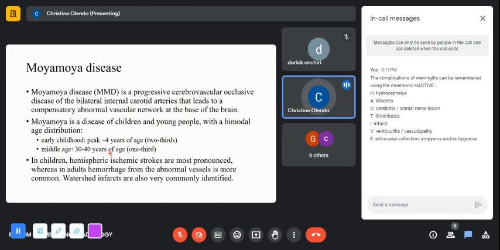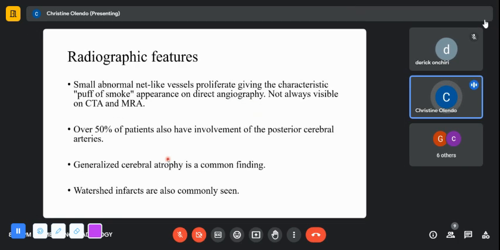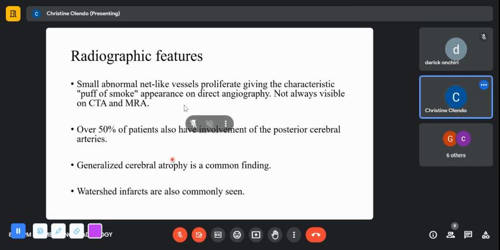And in children, we have more of ischemic strokes, and in adults, we have more of hemorrhage. And also some watershed infarcts. The radiographic features: you have small abnormal net-like vessels which proliferate, giving a puff of smoke appearance, which is seen more on direct angio, and it's not always visible on CTA or MRI, but you can see it sometimes.